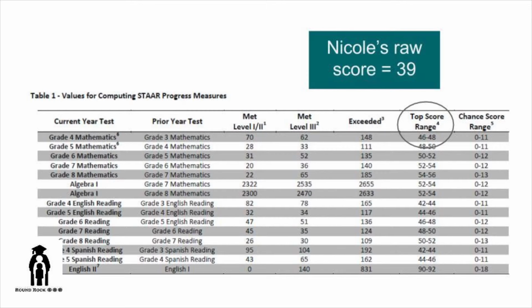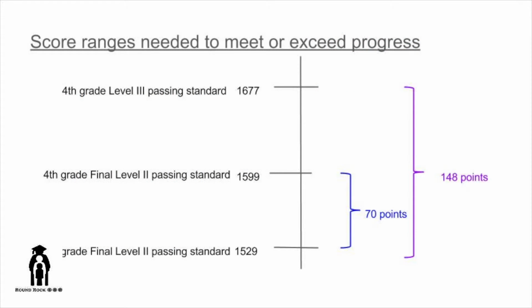Nicole had a raw score of 39, which is between these two extremes, so we must look at the points TEA says are necessary to meet expected growth. The needed GAIN score is greater than or equal to the difference between the final Level 2 passing standard in 3rd grade, 1529 points, and the final Level 2 passing standard in 4th grade, 1599 points. That difference is 70 points. To exceed progress, Nicole would have to have a GAIN score greater than or equal to the difference between the final Level 2 standard in 3rd grade and the Level 3 standard in 4th grade, which is 1677. That difference is 148 points.